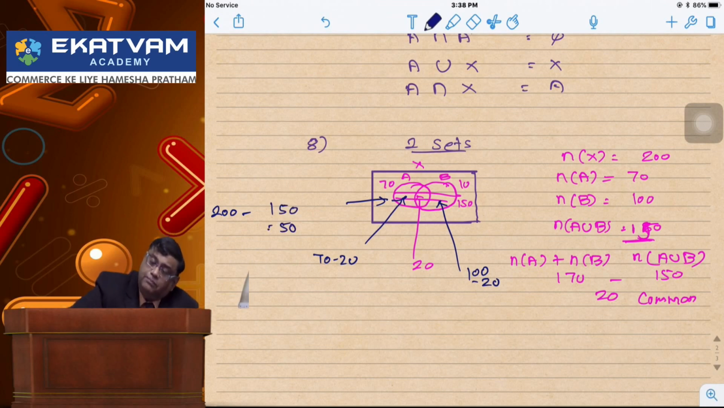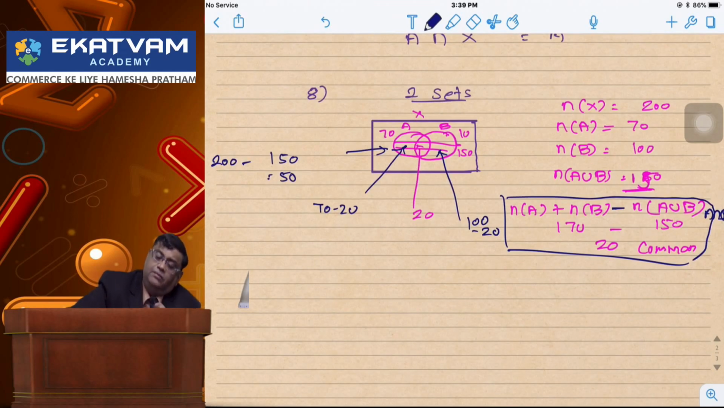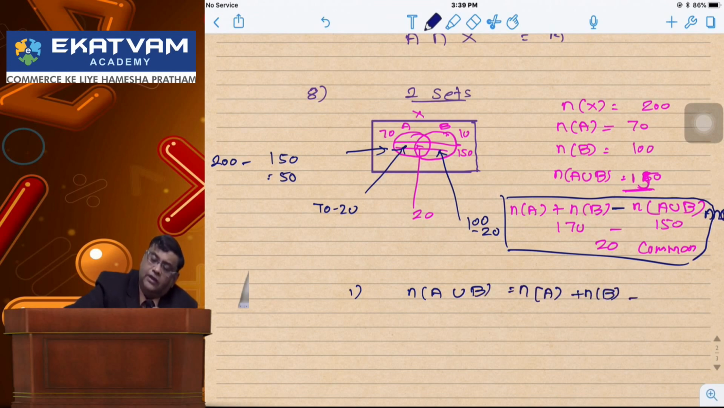So the important point to notice is that n of A plus n of B minus n of A union B will give you n of A intersection B. Actually that is the addition formula. That is the addition theorem. Clear? So what is the addition theorem? n of A union B is n of A plus n of B minus n of A intersection B. That is the addition theorem.